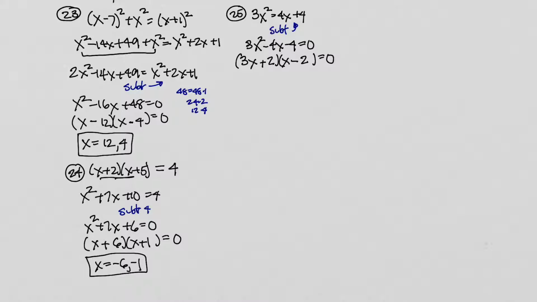And now we can just read off our solution. So from the first factor, x is equal to negative 2 over 3, right? Change the sign and divide. And the second factor, change the sign and divide. Positive 2 over 1, just positive 2. There's our two solutions.